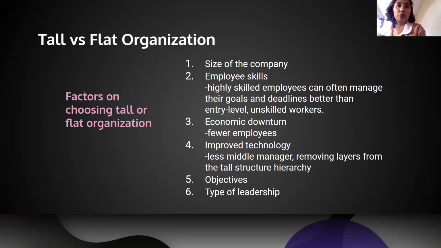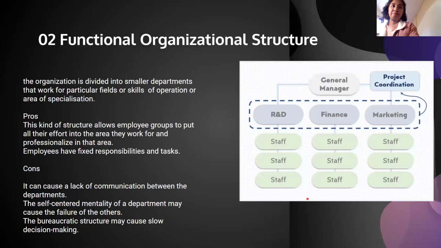So, factors on choosing tall or flat, yan: size of the company, employee skills, economic downturn. Yan. So, if there are fewer employees, then flat organization. Improved technology, less middle managers, so magiging flat. Removing layers from the tall structure hierarchy. So, pag gumaganda yung technology. Okay. Depending on the objectives of the organization and the type of leadership.